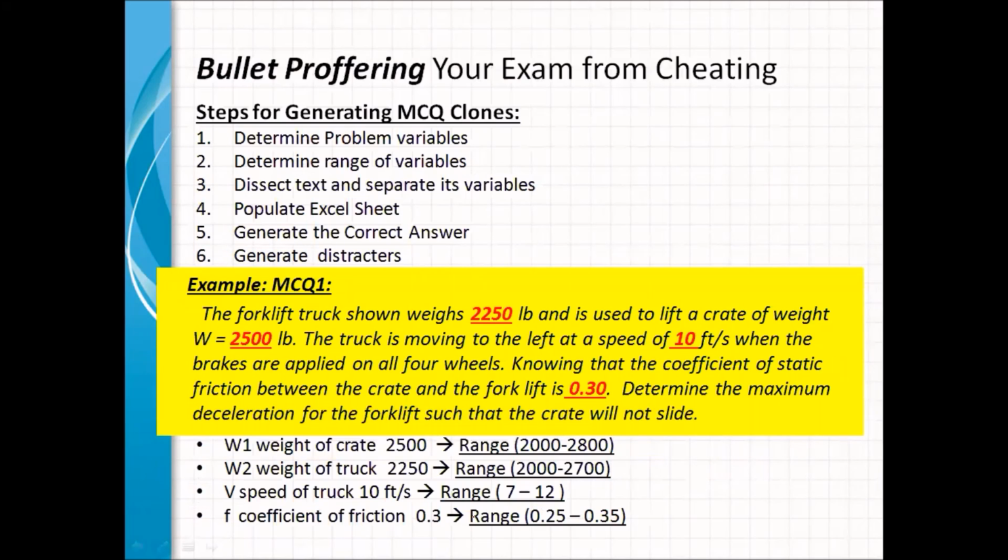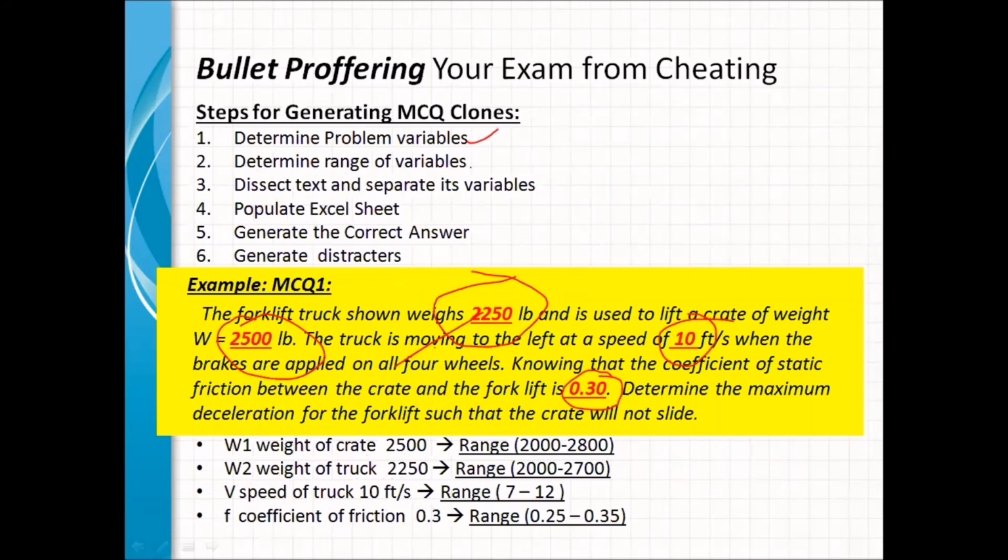First step, how can we make the cloning of the MCQ? First of all, we have to determine the variables in the problem. So here, for example, we have number 1 variable, number 2, number 3, number 4, which is basically the weight of the crate W1, and W2, the weight of the truck, the speed of the truck, and the coefficient of friction. So this one we identify.